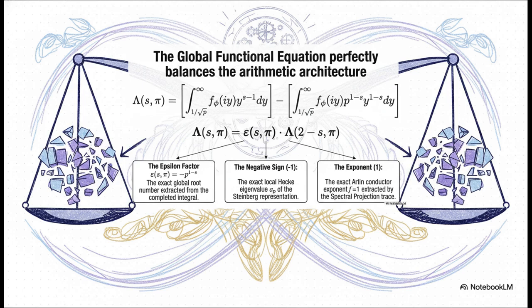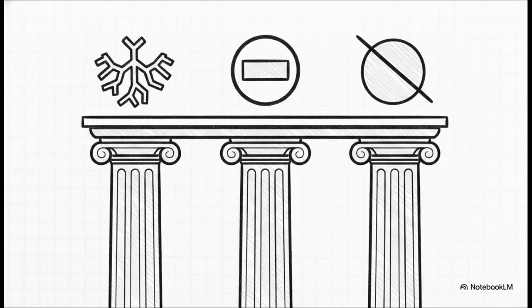Just to recap, this balanced equation really rests on 3 foundational pillars we've been tracking. First, you have the epsilon factor, which acts as the exact global root number. Second, the negative sign, which is derived straight from the exact local Hecke eigenvalue we isolated earlier. And third, the exponent, representing the exact Artin conductor we extracted when we sliced away the mathematical noise. Every single piece plays a vital, irreplaceable role.